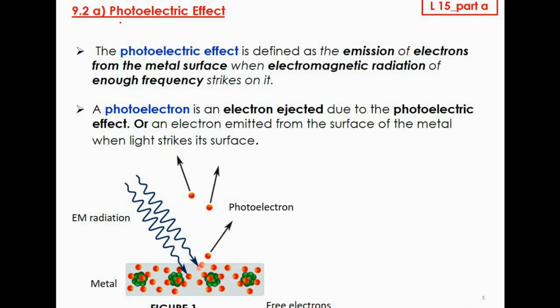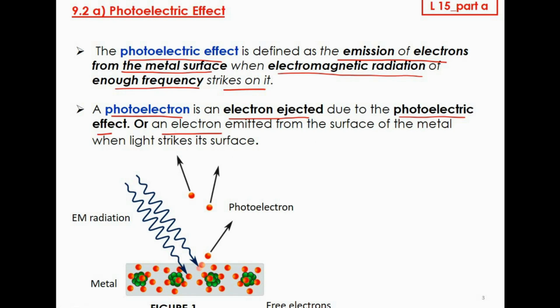What is the definition of the photoelectric effects? The photoelectric effects is defined as the emission of electrons from the metal surface when electromagnetic radiation of enough frequency strikes on it. And a photoelectron is an electron ejected due to the photoelectric effects, or an electron emitted from the surface of the metal when light strikes its surface.